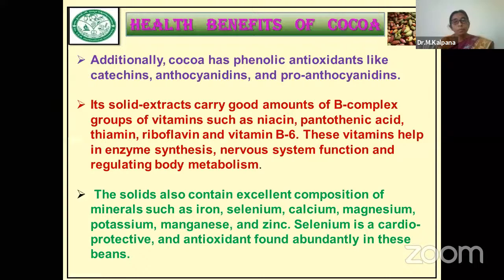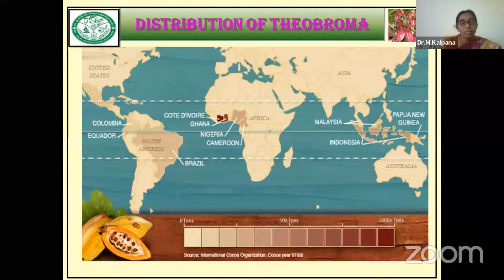Then coming to other benefits of this cocoa, it also has phenolic antioxidants, and it is a rich source of B complex group of vitamins. These vitamins help in enzyme synthesis, nervous system function and regulating the body metabolism. And the cocoa solids are an excellent composition of minerals like iron, selenium, calcium, magnesium, potassium, manganese and zinc. Among all these, selenium is a cardioprotective and antioxidant that is abundantly found in these cocoa beans. So these are the health benefits of the cocoa. That's why it is widely accepted in the entire world.